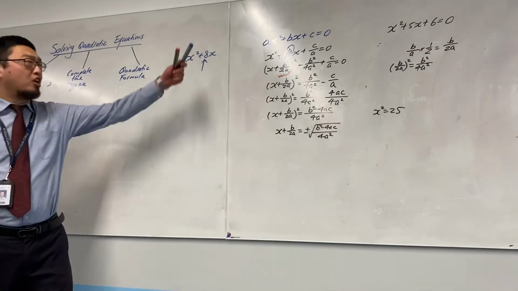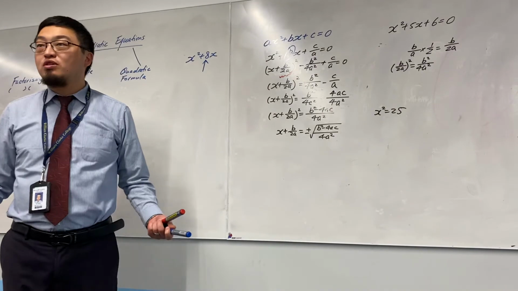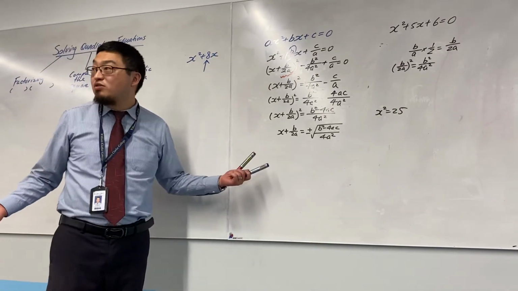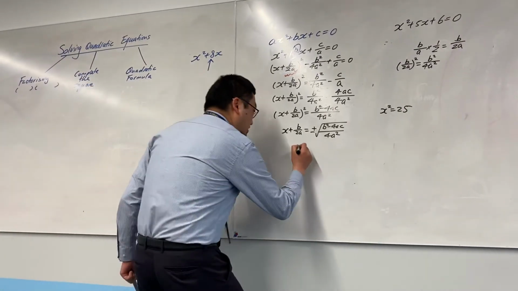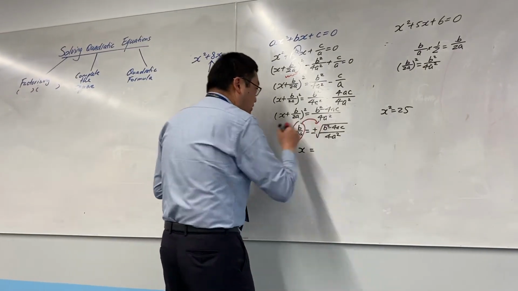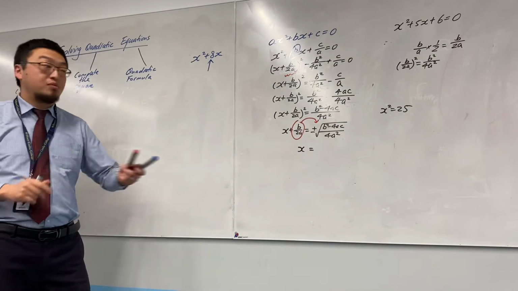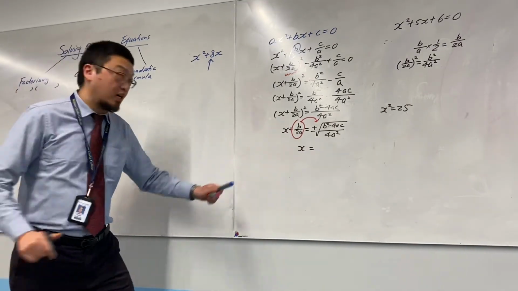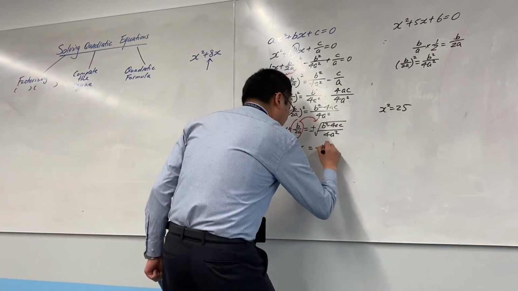But out of all this, what am I looking for? I'm looking for x. So anything not relevant to x, I'm going to move to the right hand side. Positive becomes negative. We're almost there.